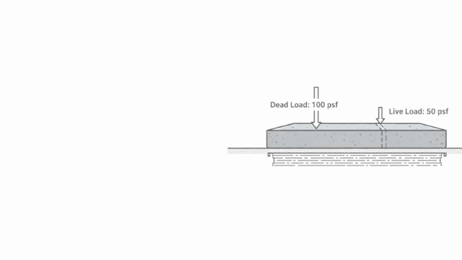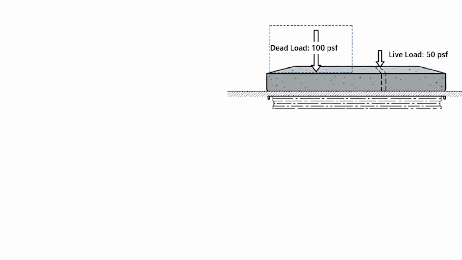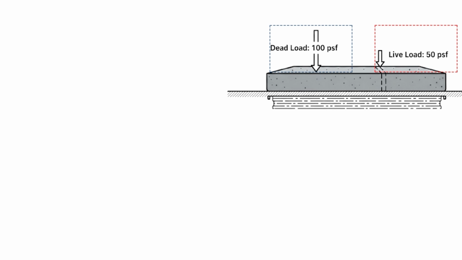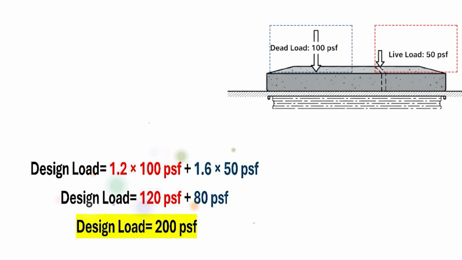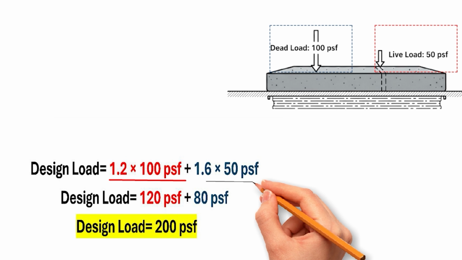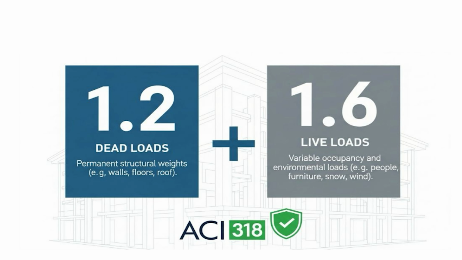Let's say you have a floor slab with a dead load of 100 pounds per square foot and an expected live load of 50 pounds per square foot. The design load would be 1.2 times 100 plus 1.6 times 50 equals 120 plus 80 equals 200 pounds per square foot. This load combination ensures your structure has adequate safety margins for all possible scenarios.